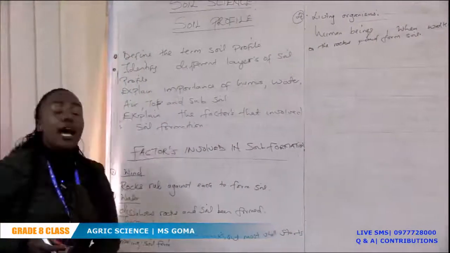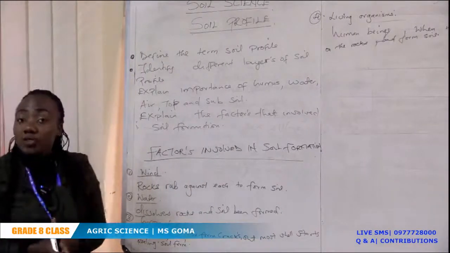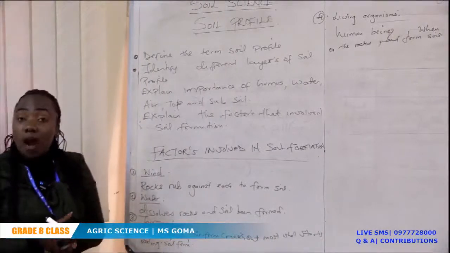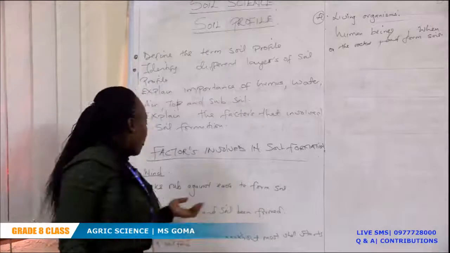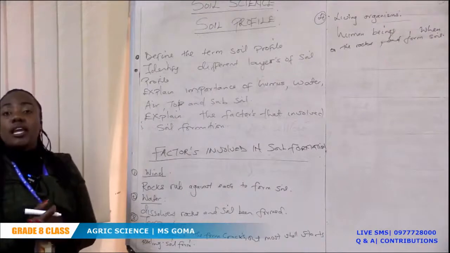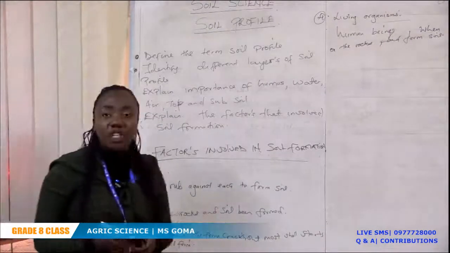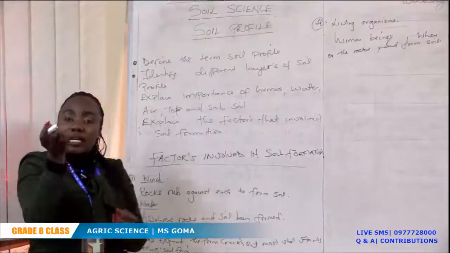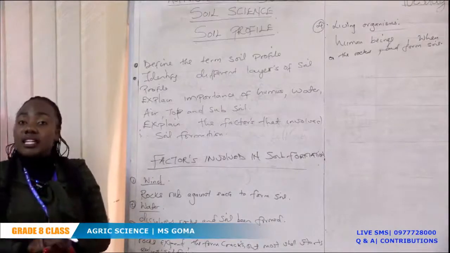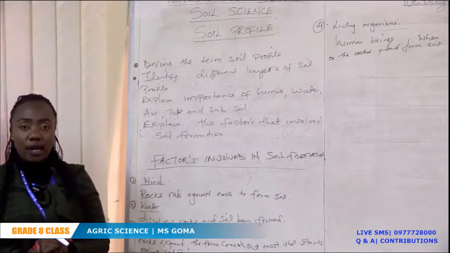Okay, so these are the four factors that are involved in soil formation. The first factor we had was wind, and we've explained how wind helps in the formation of soil. The second factor we had was water, and we've explained how water helps in the formation of soil. The third factor was temperature, and the fourth factor was living organisms. After looking at these factors that are involved in soil formation, we'll go back to the parent rock. We said this is where soil is formed, and the factors involved are the four factors that we've explained just now.